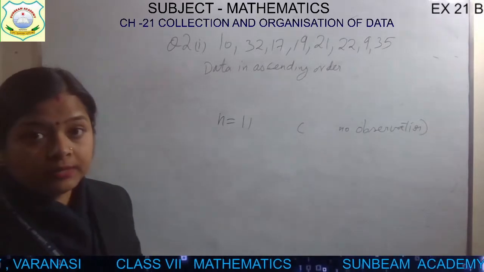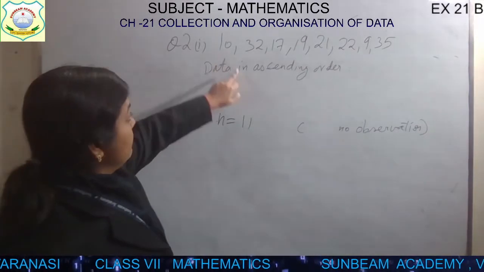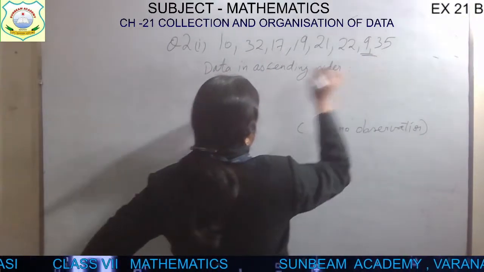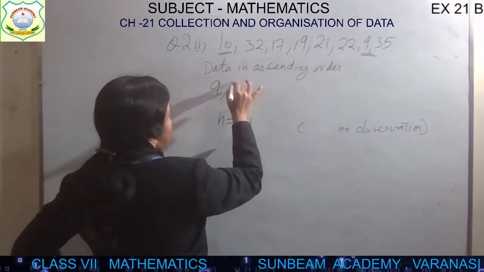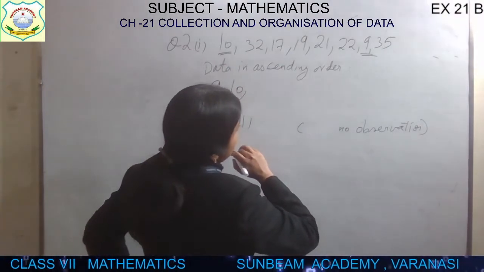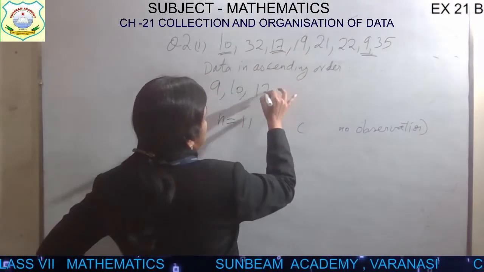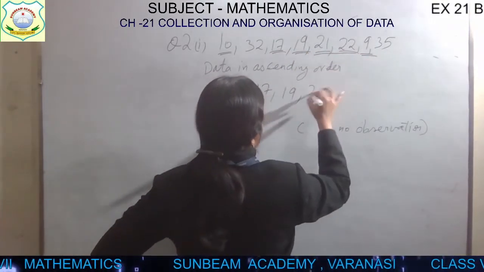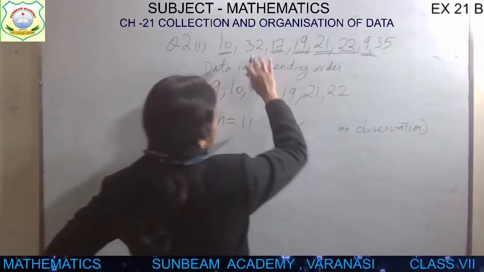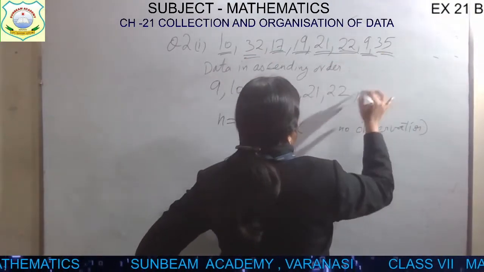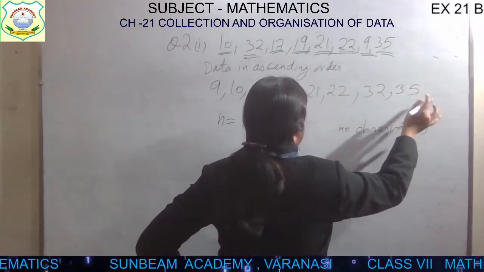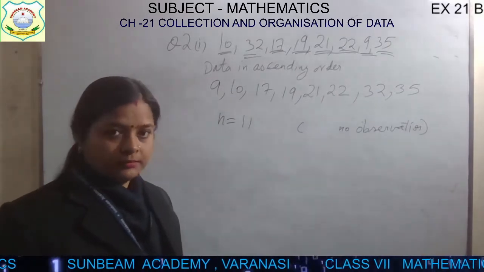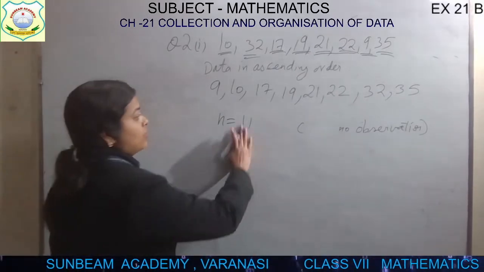Data and observations are given. Now we will write the data in ascending order. So the smallest one is 9, then 10, then after 10 it is 17, then 19, then 21 and 22, after that 32 and the last one is 35. I hope you all have written it, data in ascending order, isn't it?